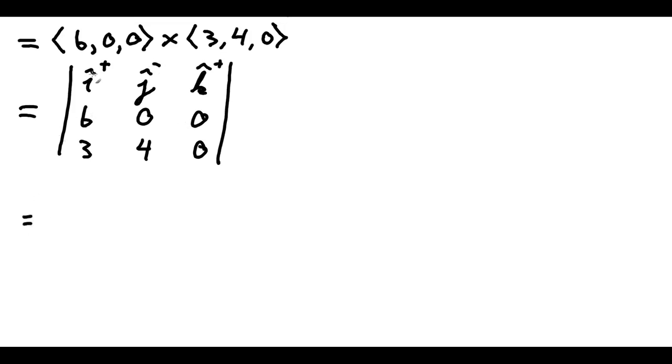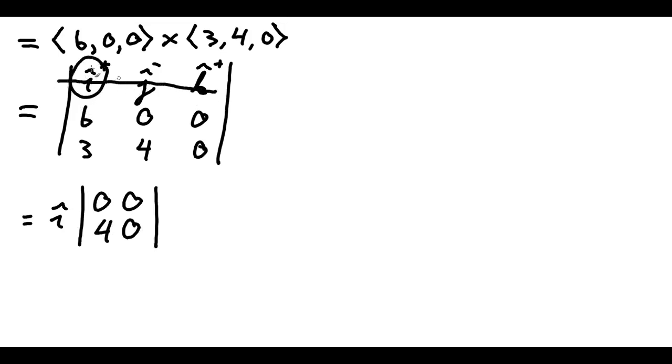And there's this alternating plus minus plus pattern. The idea here is that for each term in turn, we multiply that term by the determinant of the matrix that would result if we delete that row and column. So starting with i, we would imagine deleting the first row and the first column that contain i, and you see we'd be left with this matrix 0, 0, 4, 0. So we have i times the determinant of that matrix 0, 0, 4, 0.